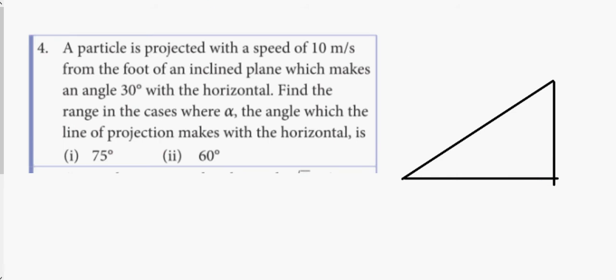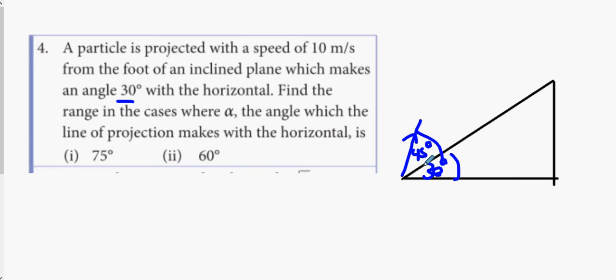So it's 30 degrees, yeah? I'm reading that it's 30 degrees with the horizontal, which is the angle of the plane. Then it says, find the range of cases where angle alpha, which is the thrown angle, the angle which the line of projection makes with the horizontal, is 75 degrees. That's not 45 degrees then, and they had to give you 75. That's the answer in the back?